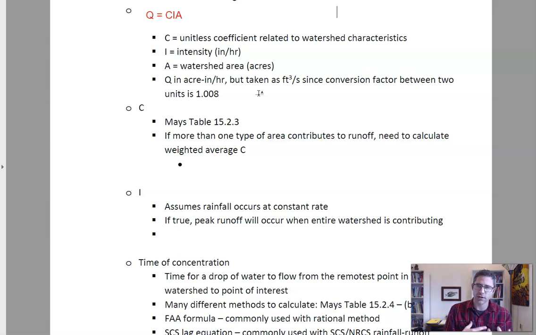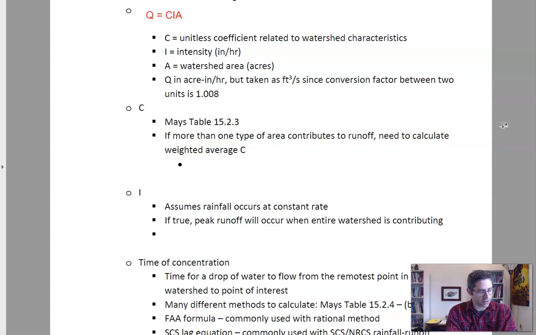Again, it's trying to incorporate this infiltration into the value of C, and so depending on how intense the storm is, you might have different amounts of infiltration. And anyway, that's what that's all about. If you have more than one type of area contributing to the runoff, you might need to calculate a weighted average C, which is the same approach as calculating a weighted average curve number.